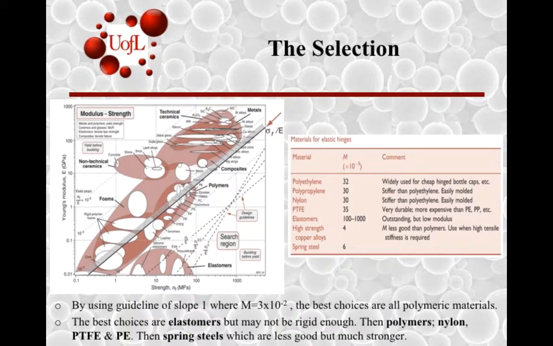And when you look at the graph between the Young's modulus and strength, we found that the best materials when the slope is 1 are polymers, elastomers, and also steel and copper alloys. The best ones are elastomers, but their problem is they're not rigid enough and they're too elastic. So if you don't want to use that, you can go to polymers such as nylon or polyethylene. And then you also have spring steels, but those are more expensive and they tend to fail faster than the other 2 materials.